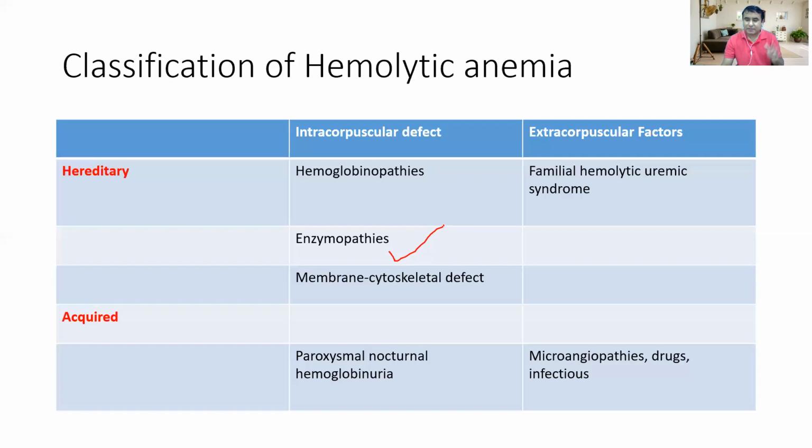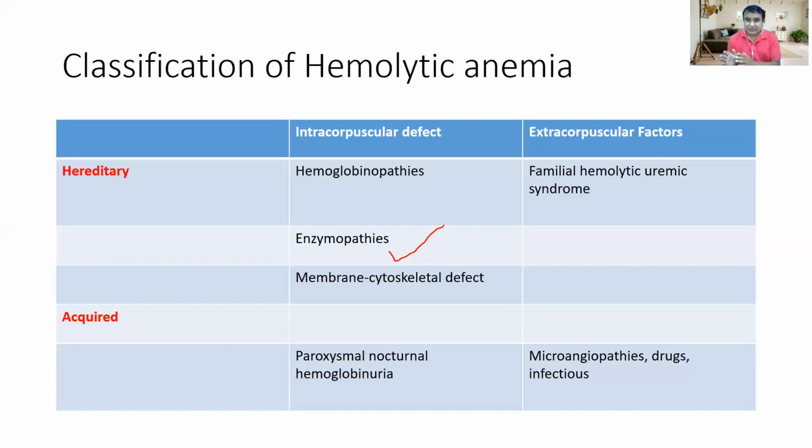There are also some acquired causes where the defect is intracorpuscular. The classical condition is paroxysmal nocturnal hemoglobinuria. It is one of the acquired causes of hemolytic anemia where the defect lies in the intracorpuscular region.